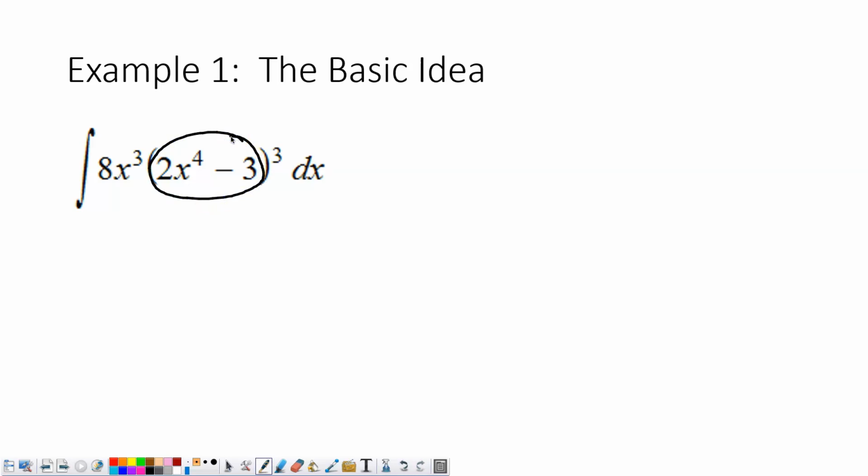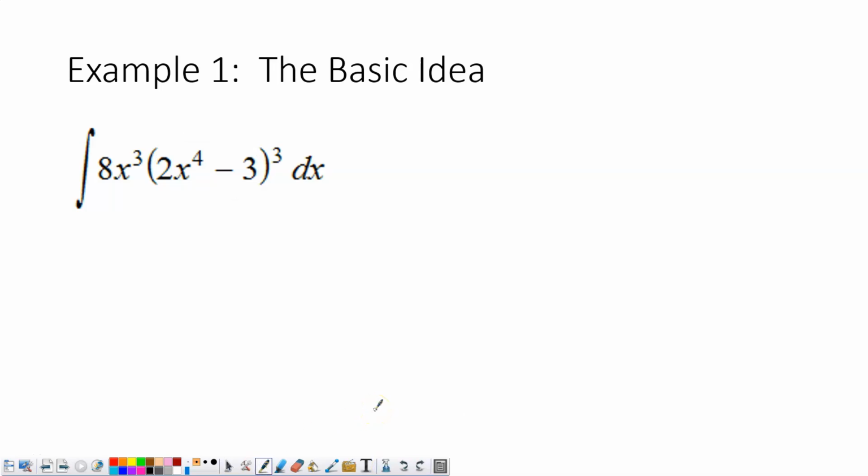That expression right there is inside some parentheses, so that's an inside function, right? Do I see the derivative of that inside function? Well, what's the derivative of 2x to the fourth? Well, that would be 8x cubed, and there it is. So I have an inside function, and I have its derivative. That is whenever we're going to do this process, which I'm about ready to walk you through.